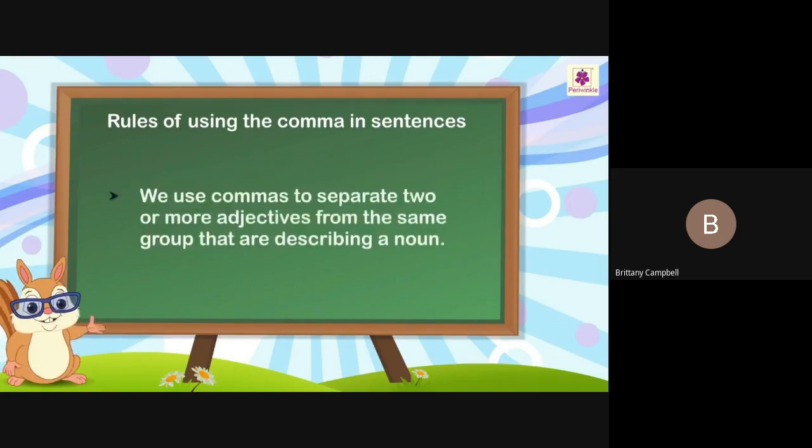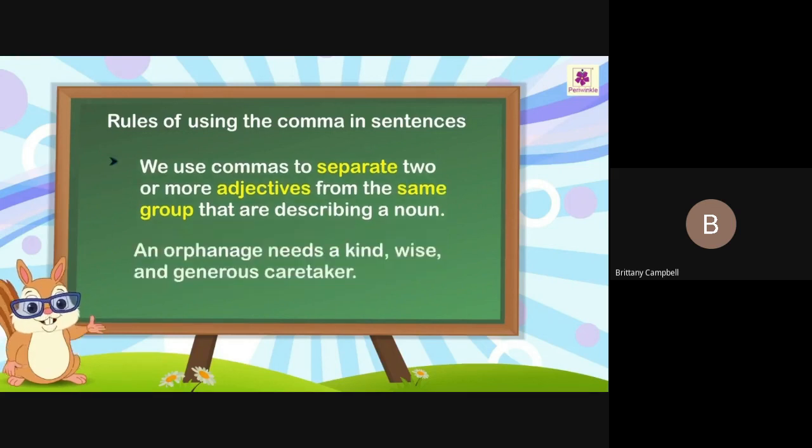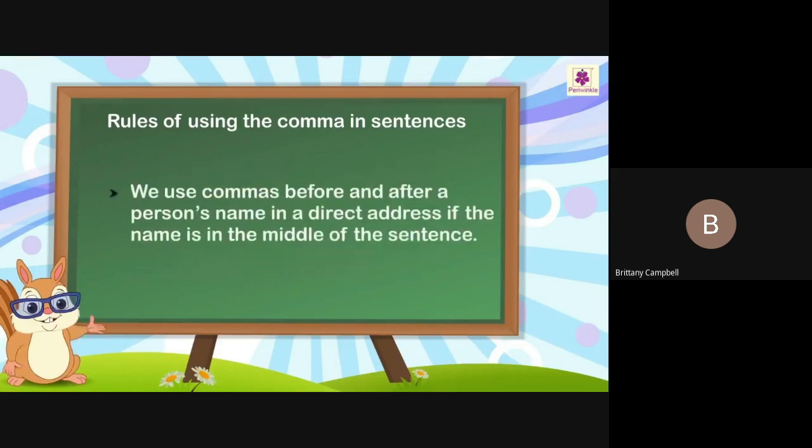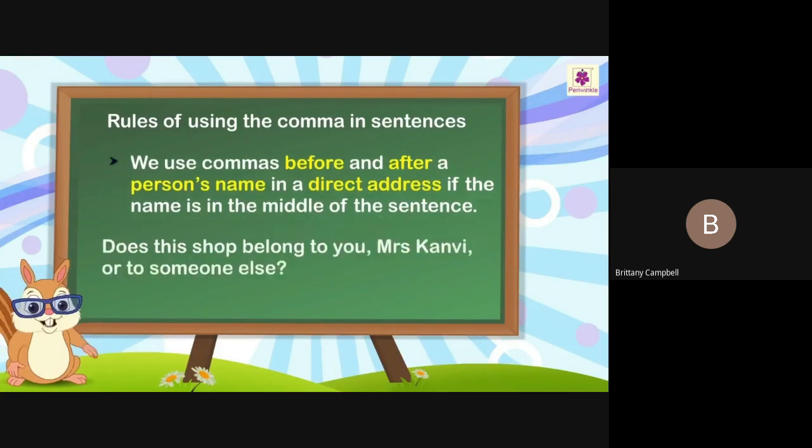We use commas to separate 2 or more adjectives from the same group that are describing a noun. For example, an orphanage needs a kind, wise, and generous caretaker. We use commas before and after a person's name in a direct address if the name is in the middle of the sentence. For example, does this shop belong to you, Mrs. Gandhi, or to someone else?